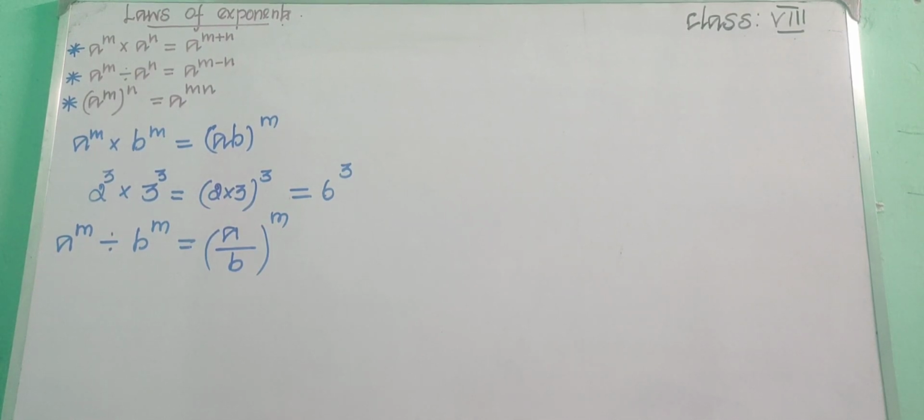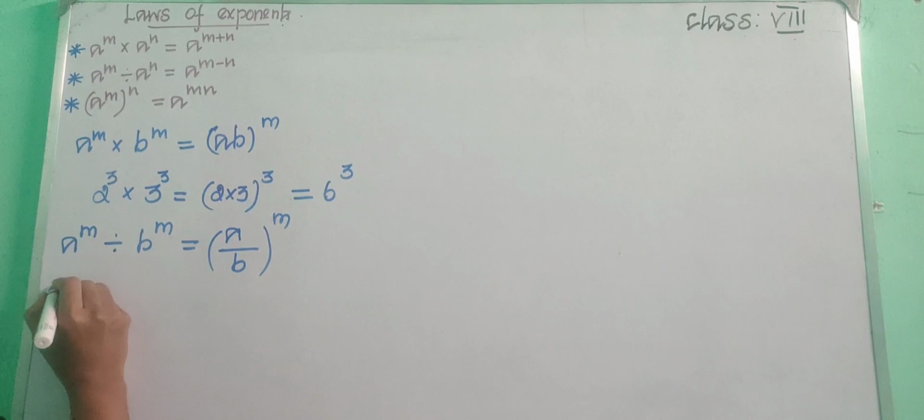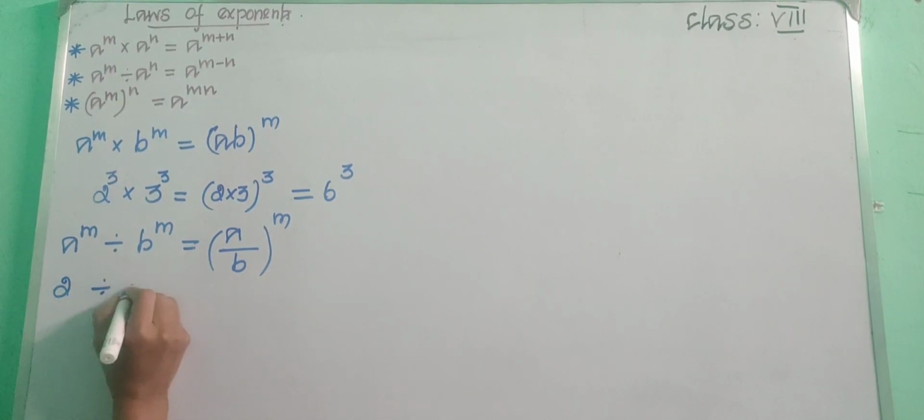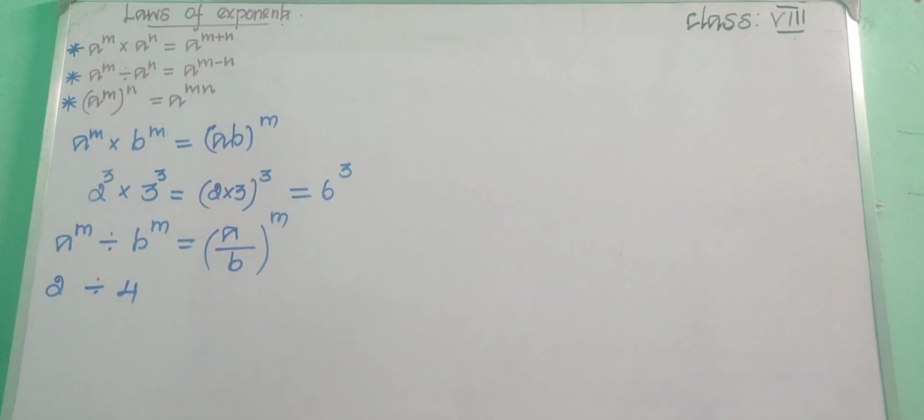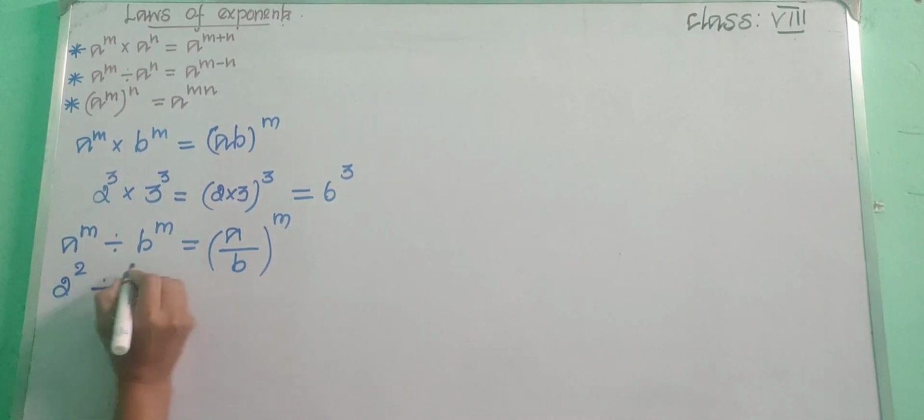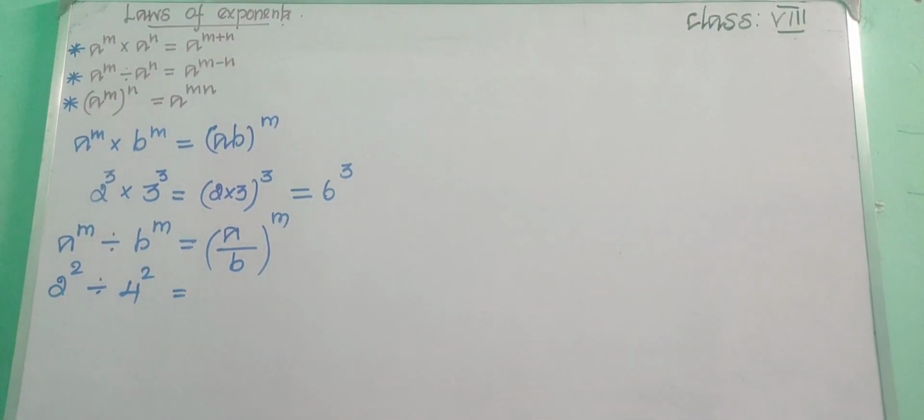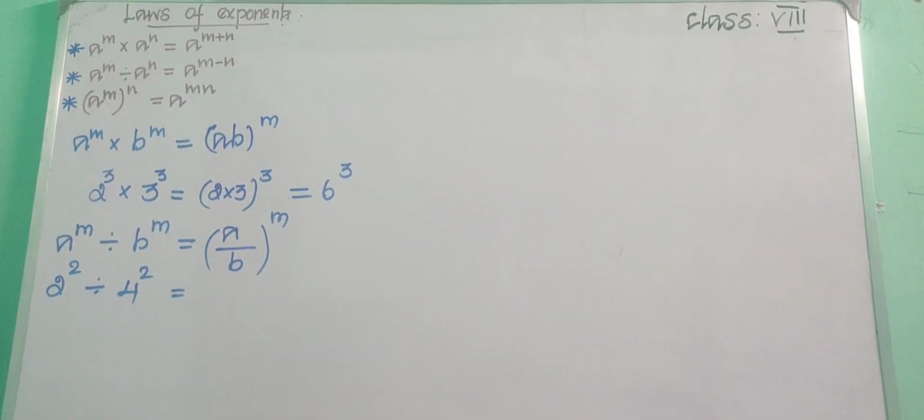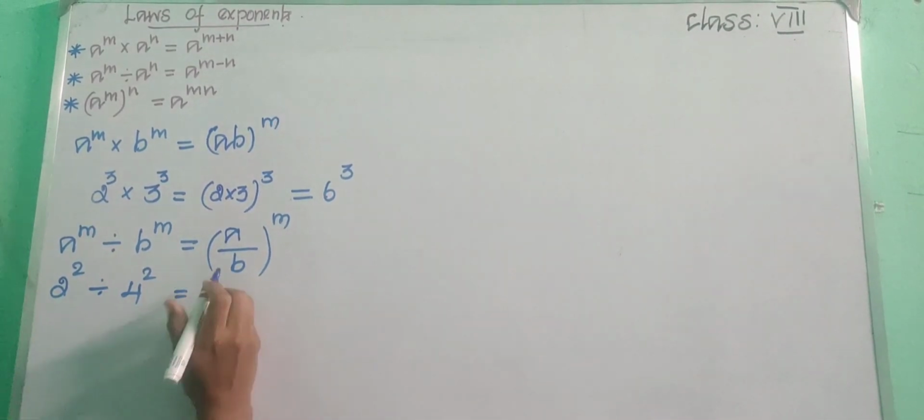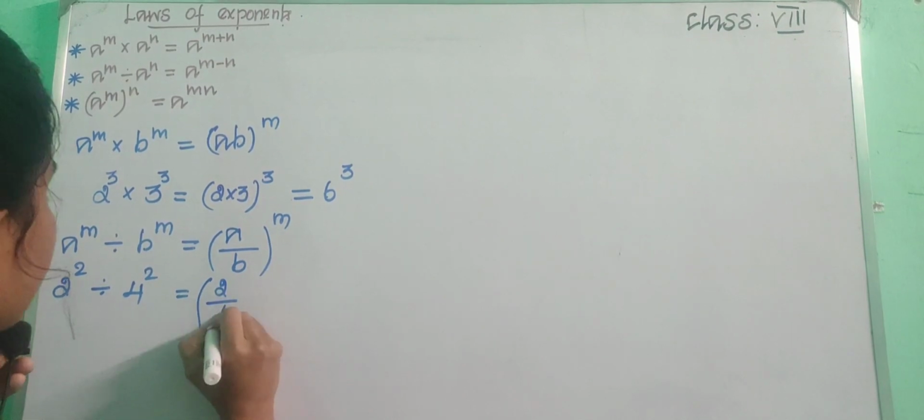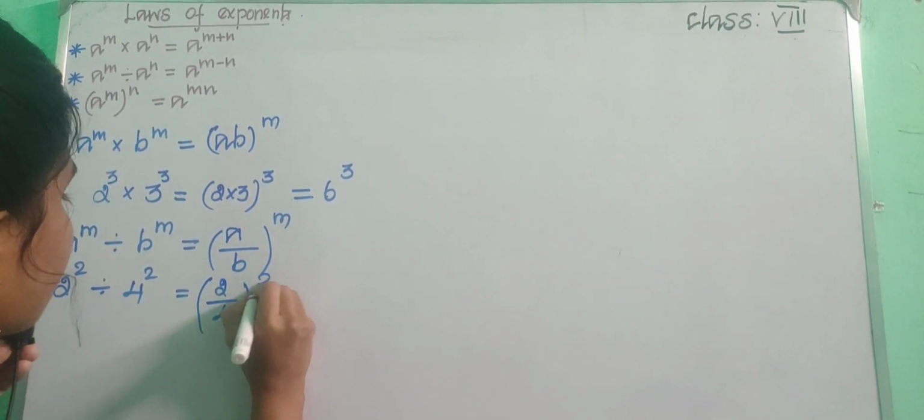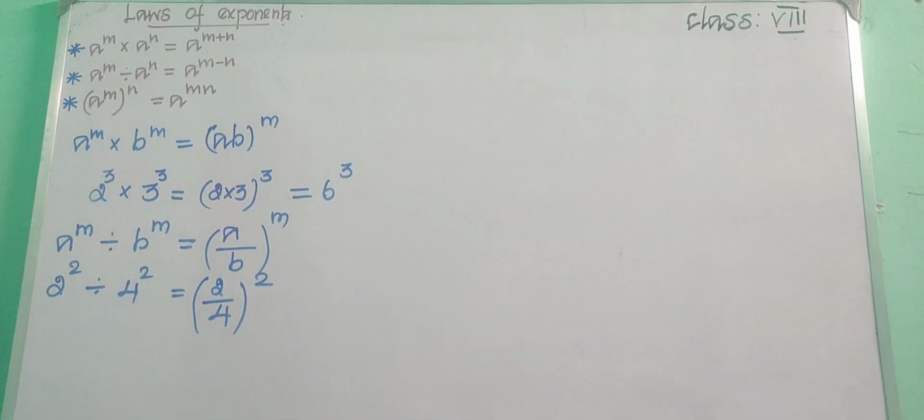Okay, children, let us see the example for this. If you have A as 2 and B as 4, and the power is 2. How will you write the answer for this? 2 power 2 divided by 4 power 2. We need to write the fraction form. So 2 by 4 the whole power 2.